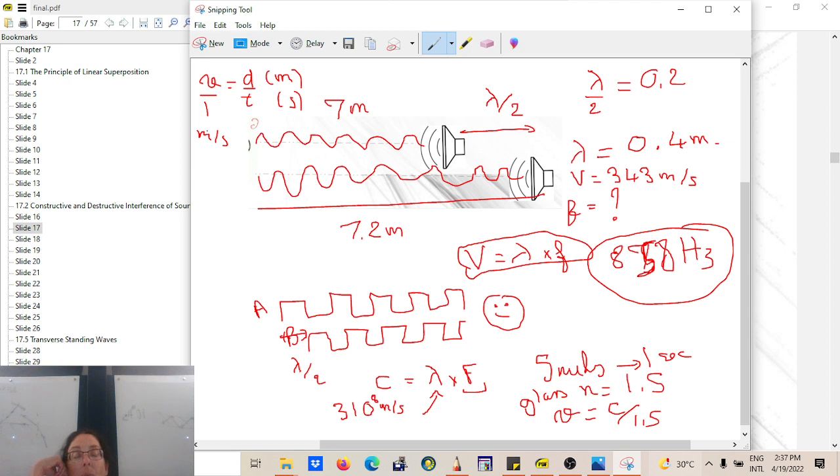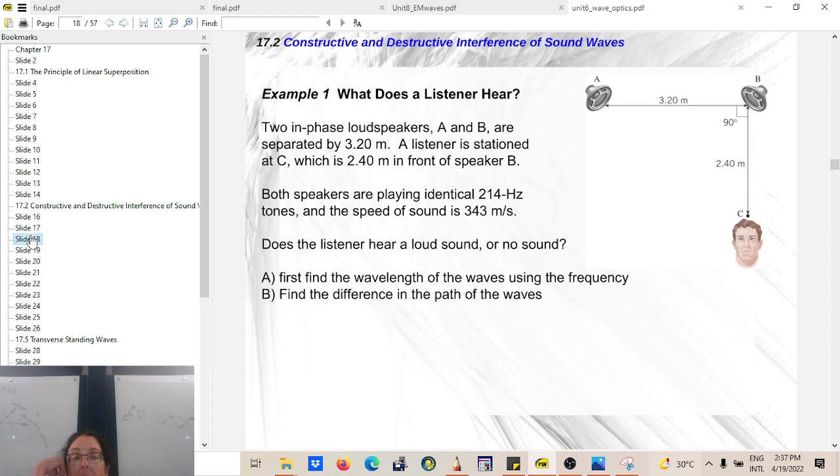Now if I move it by 1.5 wavelength, then I'm going to have destructive again. If I move it by twice the wavelength, that will be constructive. Okay, so then you can understand.